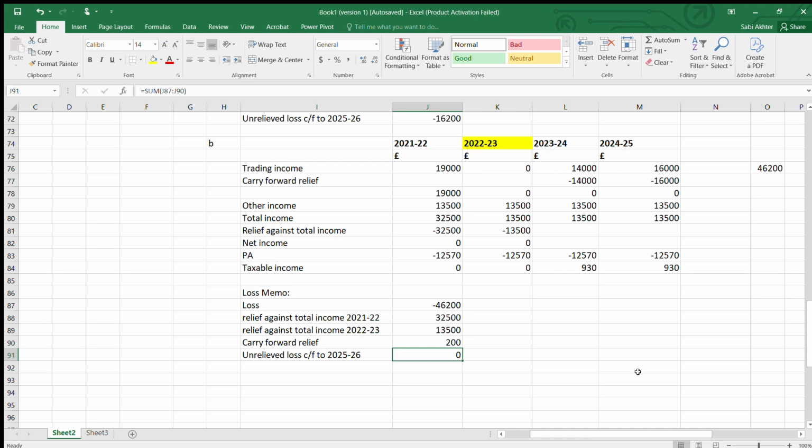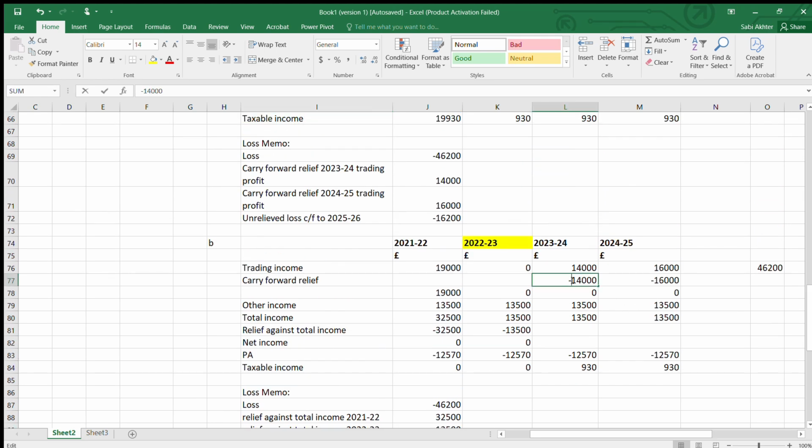So you don't have anything relieved. Everything is solved. And this, when you are carrying it forward, mention the year 23, 24. Done. So now that 200, you are going to get it relieved against carry forward relief here. Here, just change the amount to 200. Done. Here it will be 0. Okay. So everything is done.